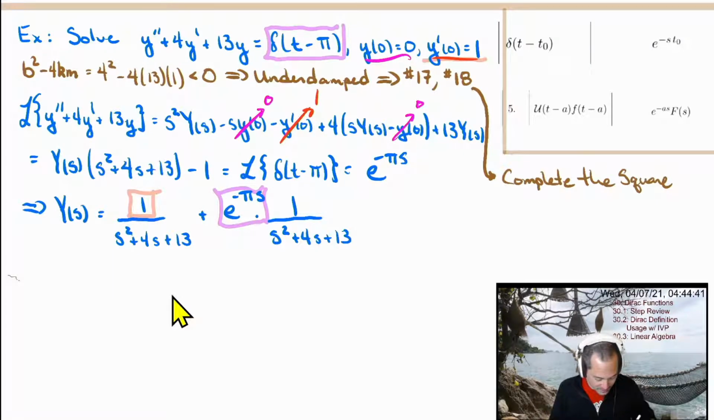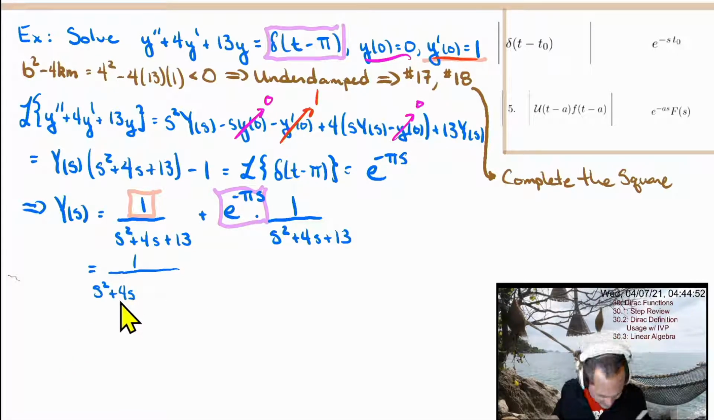So now what am I going to do? I've got to complete the square on these elements. How do I do that? I have a 1 over s squared plus 4s. I take this 4 that's in front of the s, I divide it by 2, giving me 2, and then I square it. So that says you should add 4 to this.